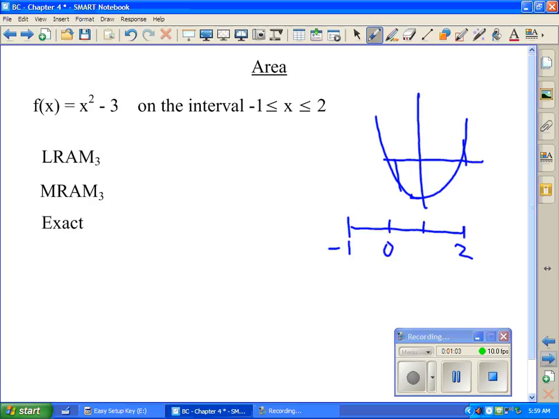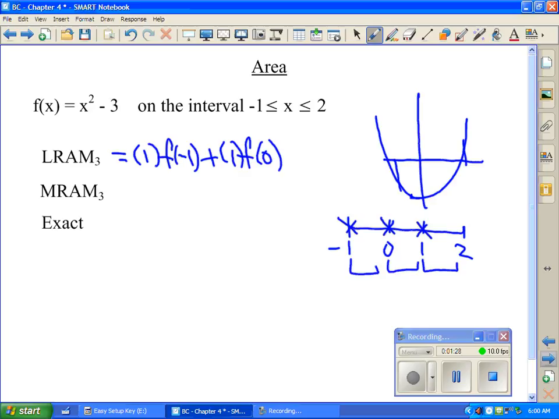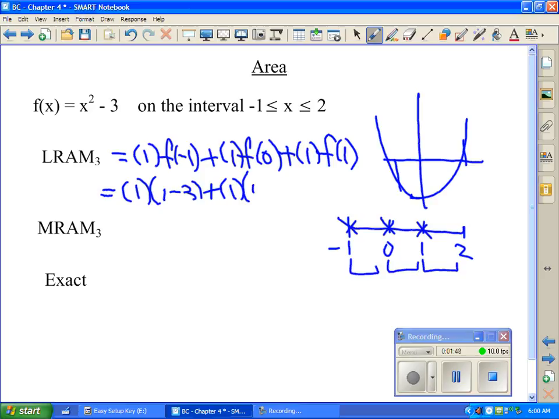And then for the left rectangle approximation method, we're going to use the left endpoint of each of these intervals to calculate the height of the rectangle. So for example, the first rectangle would be 1 unit wide and using the value of the function at negative 1 to calculate it. The next rectangle would be 1 unit wide as well, using f of 0. And then the third rectangle would be 1 unit wide, using the value at f of 1 to calculate it. So then what you do is you substitute in the negative 1, the 0, and the 1 into the function. So this would be something like 1 times 1 minus 3 plus 1 times 0 minus 3 plus 1 times 1 minus 3 to calculate that.